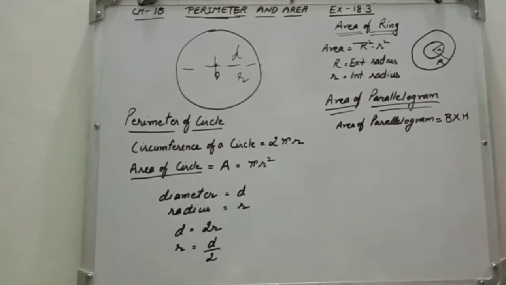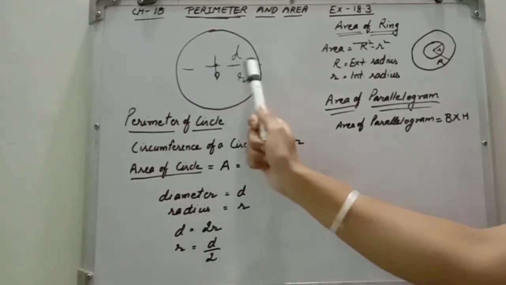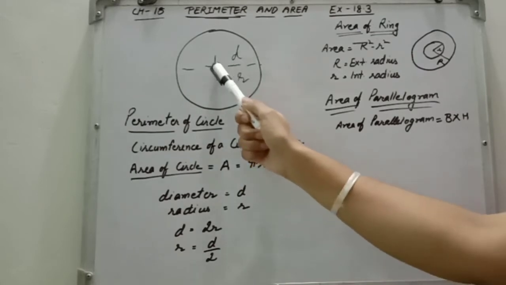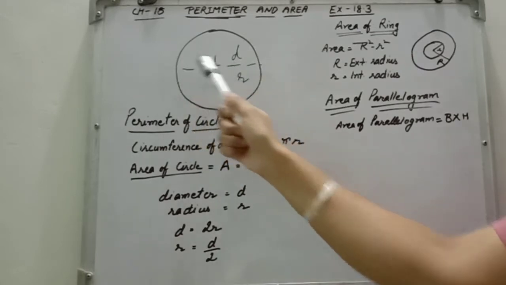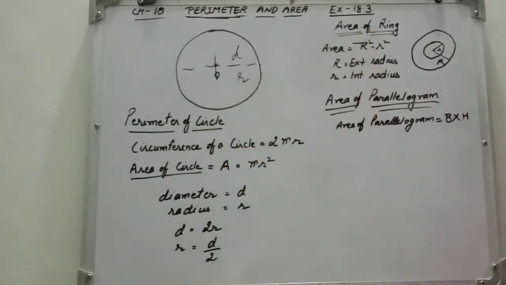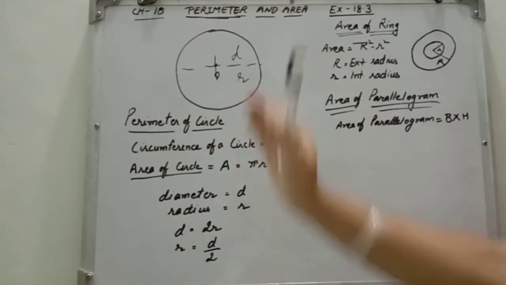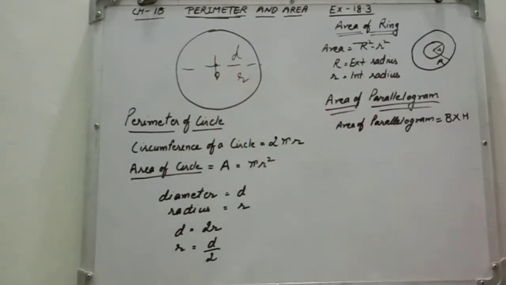We have already done this in our lower classes. So what is the formula of diameter? Double of the radius: r plus r, double the radius. And what is the formula of radius? Half of the diameter, d over 2.